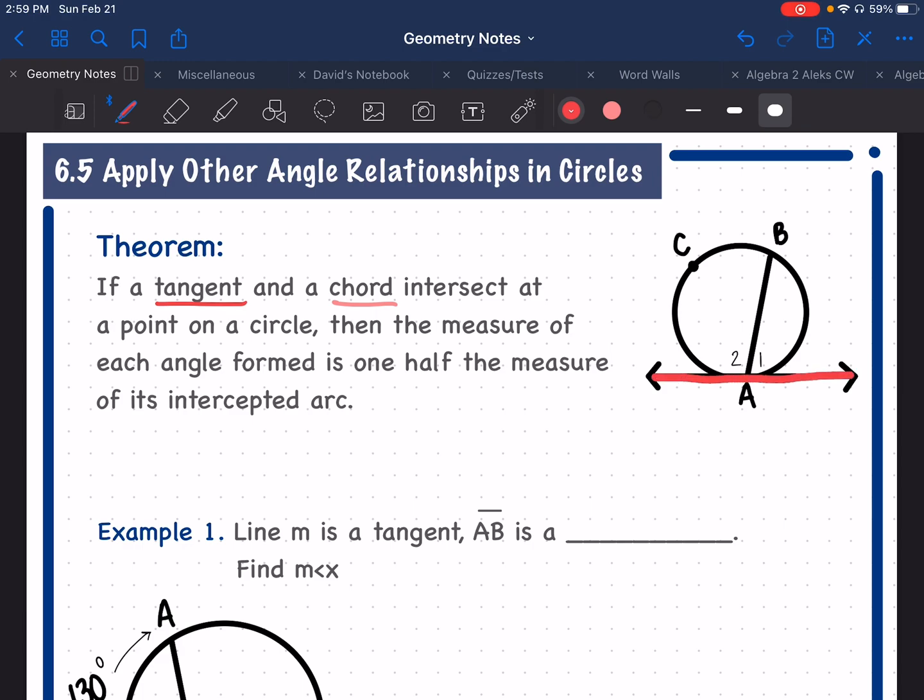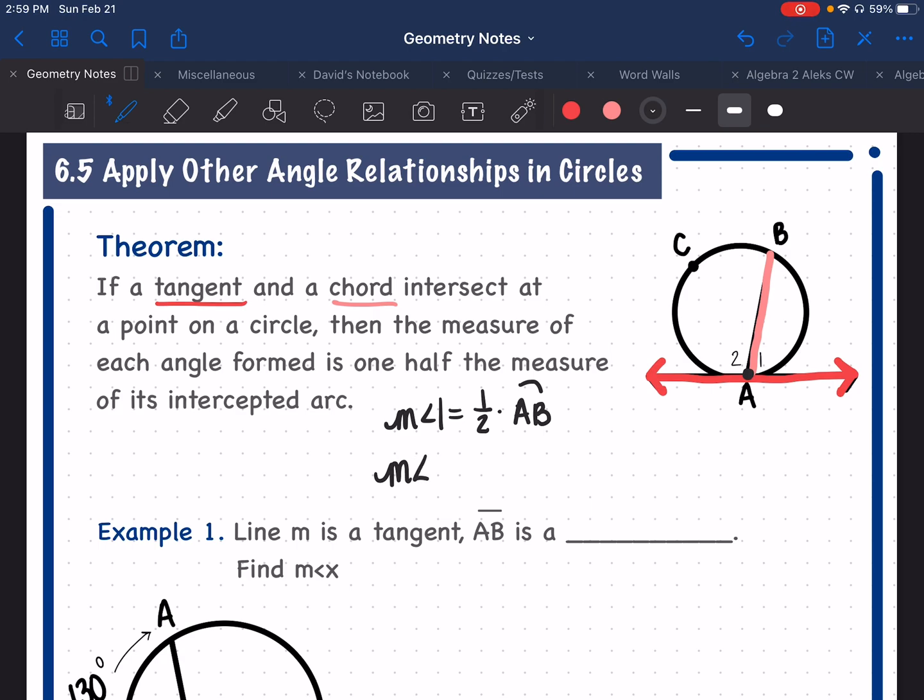Here is our tangent because it's only touching our circle once. And here is our chord because it's not going through the center. We can see that they intersect right here at point A. So this theorem says that the measure of angle 1 is 1/2 the intercepted arc that angle 1 creates. That would be this arc right here from A to B, or from B to A.